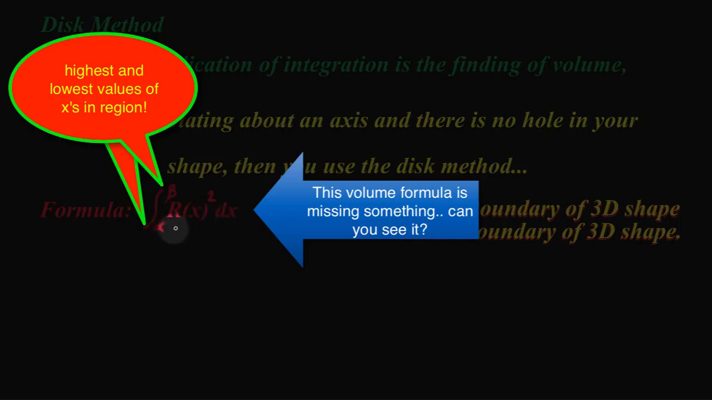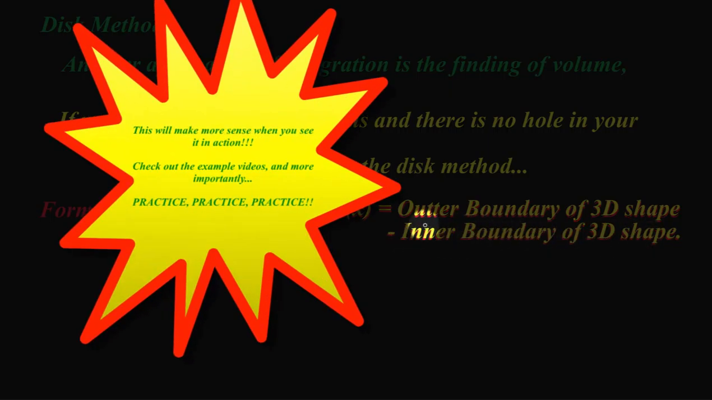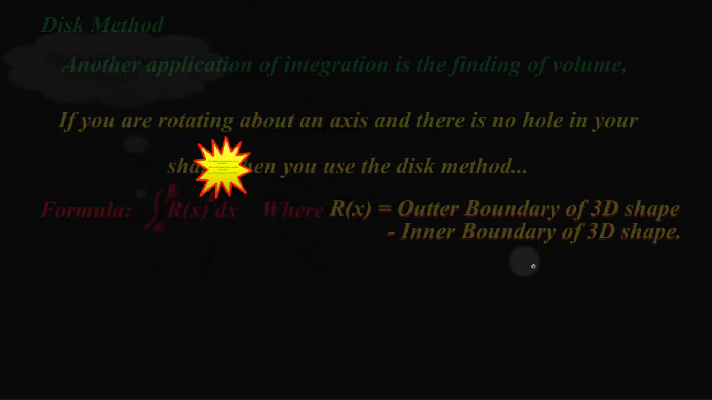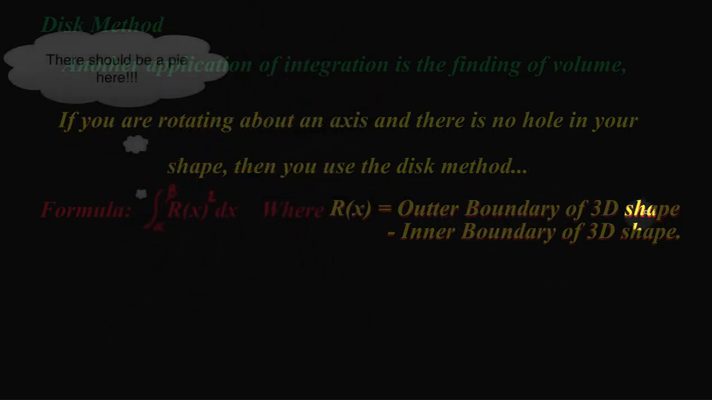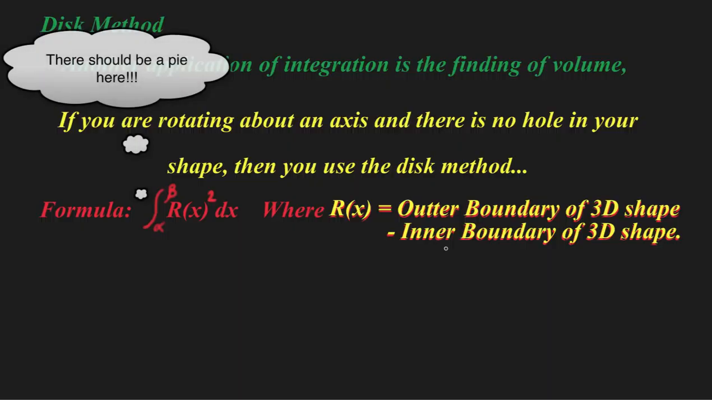In this case, the bounds have to be x equals values. And this R(x) squared. Well, what is R(x)? Well, R(x) is the outer boundary of the 3D shape minus the inner boundary. Okay? And the outer boundary will tend to be the top if we're doing a rotation around the x-axis or any other horizontal line. The top function will be the outer boundary. The bottom function will be the inner boundary. Okay? And then when you rotate it, they switch to outer and inner respectively.